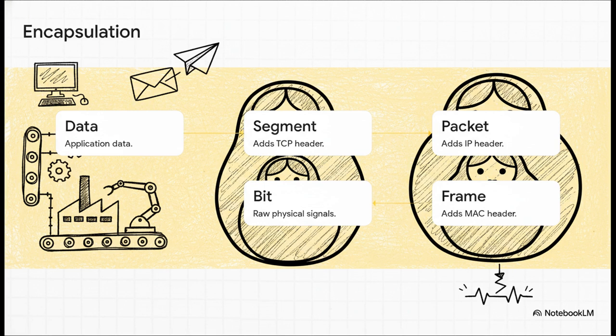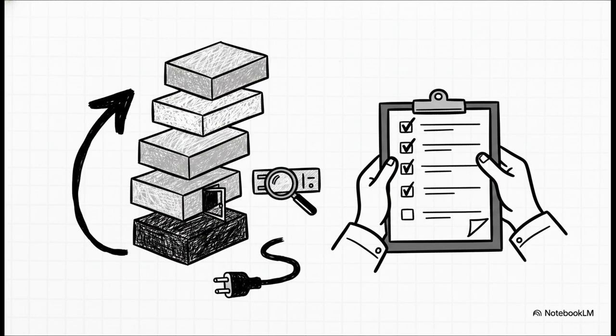It's exactly like a Russian nesting doll of data. When it reaches the destination, the whole process just reverses, unpacking the doll step by step. In the real world, network engineers use the OSI model to troubleshoot systematically, and they usually work from the bottom up. If a user can't reach a website, you don't just guess what's wrong.